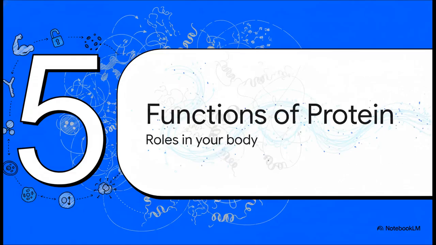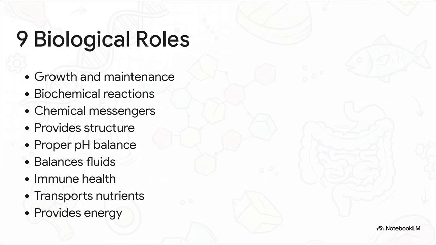Moving into Section 5, 9 functions of protein. So what are all these millions of protein combinations actually doing? Well, far beyond just building your biceps, protein is the ultimate biological multitasker, keeping you alive in 9 distinct ways. Ready? 1. Growth and tissue maintenance. 2. Acting as enzymes to spark thousands of biochemical cellular reactions.